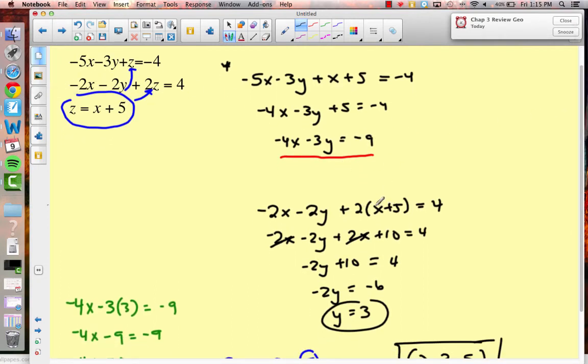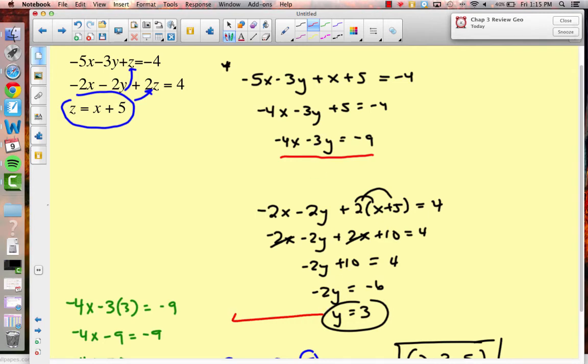I plugged in wherever there was a z, I plugged in x plus 5 and I distributed. Okay, and then I simplified. Well, this one I end up getting y equals 3. It solves all the way. So that takes care of an extra step actually. So I already know what my y is, so now I can go back and I can plug it into this equation I underlined in red.